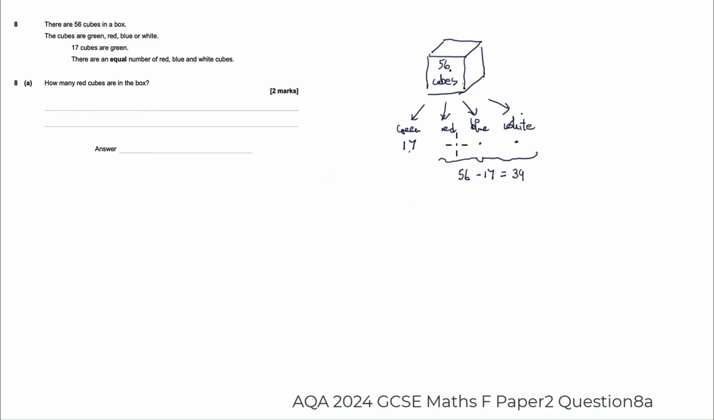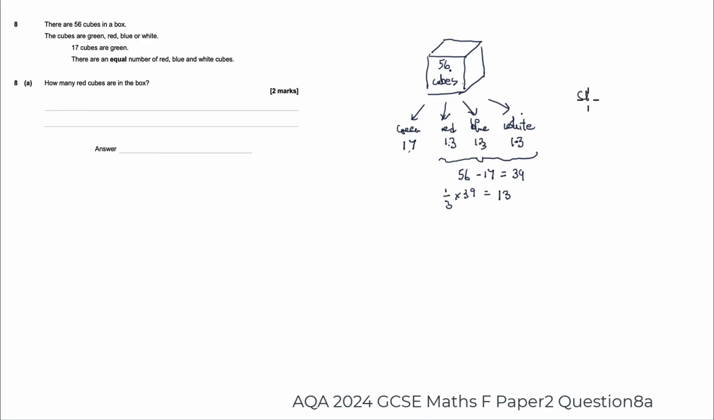Now remember, we said each of these numbers is the same. So to find what these numbers are, we need to take a third of 39. We divide 39 by 3. And again, use your calculator if you need to. We get 13. So there's 13 reds, 13 blues, and 13 whites.